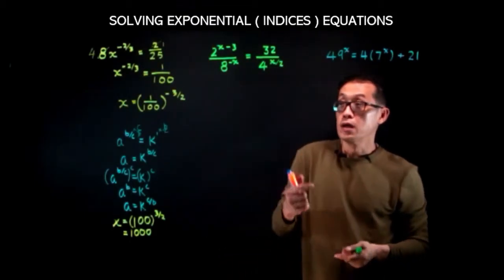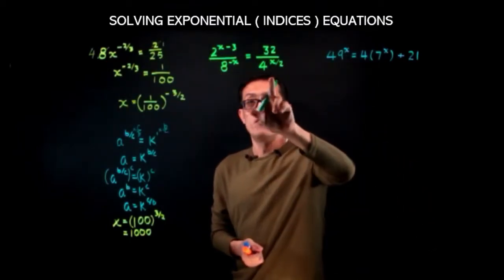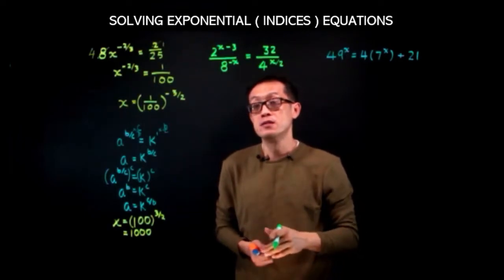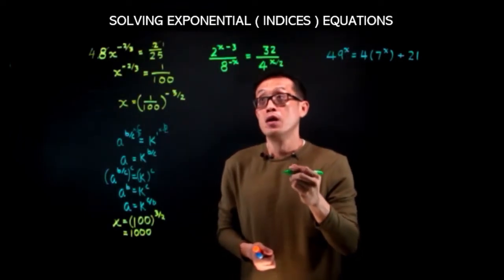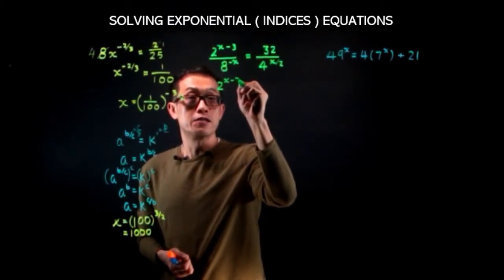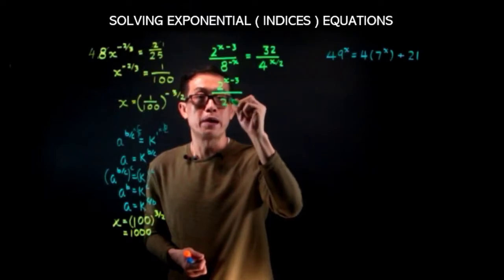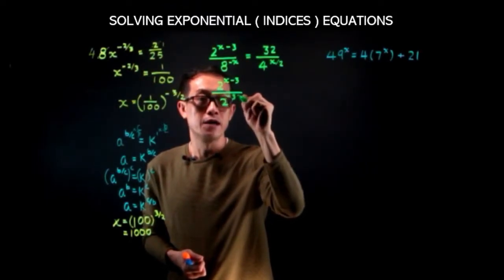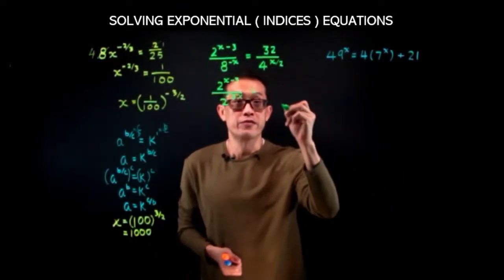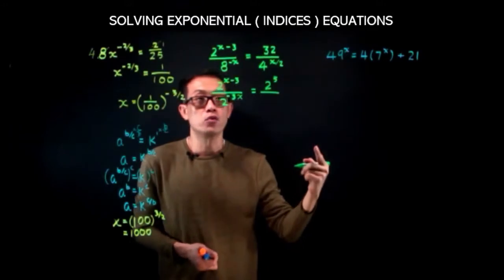Let's now do number 2. Now look at these numbers here, 2, 4, 8 and 32. All these can be expressed as base 2. Now, so this is 2 to the power of x minus 3. Now 8 is 2 to the power of 3. So I will have 2 to the power of minus 3x. 32 is 2 to the power of 5. 4 is 2 to the power of 2.